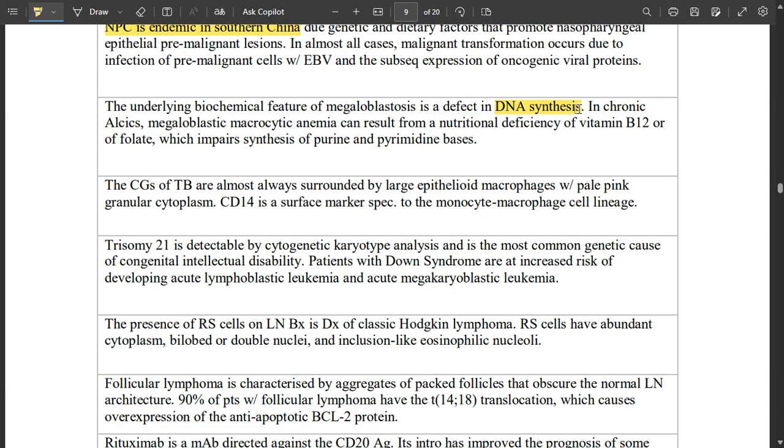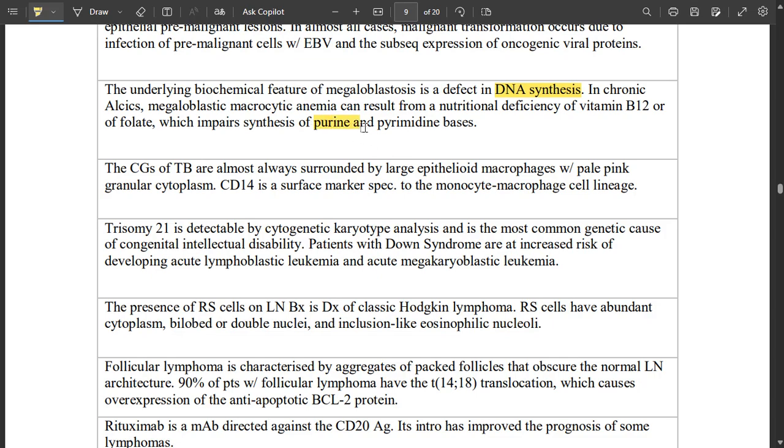So folate deficiency leads to a lack of conversion of dUMP to dTTP. So something related to thymidine is not formed, which is essential for DNA synthesis. So this is defective synthesis of purine and pyrimidine bases. Thus, there is discrepant differentiation of nucleus and cytoplasm.